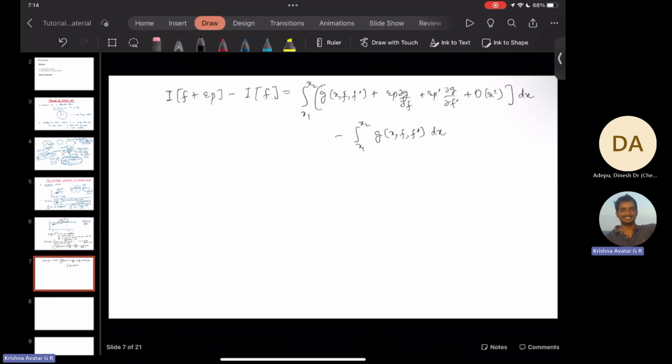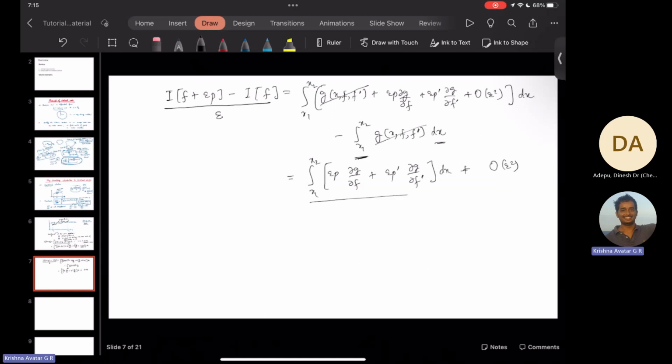Now what we see is the integrand in both cases involves the same domain and the same variable x, the domain is just from x1 to x2. So we can club the integrands into a single one. In that case, this and this cancel. So what we have is epsilon p partial g by partial f plus p prime partial g by partial f prime, and I'll just take the order epsilon squared outside. It will be slightly modified, but we are just considering the order. Now let's divide both sides by epsilon.